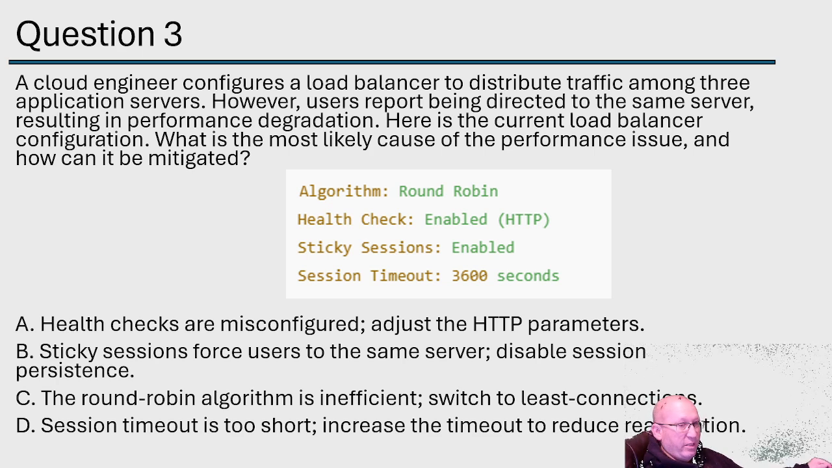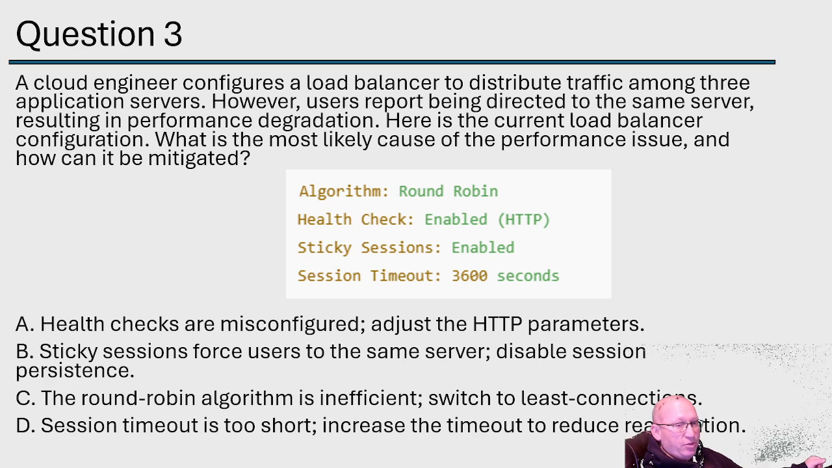So let's start with A. Of course, if you need more time, you can always pause that video. So health checks are misconfigured, adjust the HTTP parameters. No. Health checks, they ensure the servers are operational. That's what a health check does. But they don't explain the uneven distribution that we're seeing. Because remember, if you read through the question, we have 3 application servers, and we're seeing them all going to the same one. So that could be an issue, right? Or I should say the health checks aren't the issue. That's not something that health checks are doing.